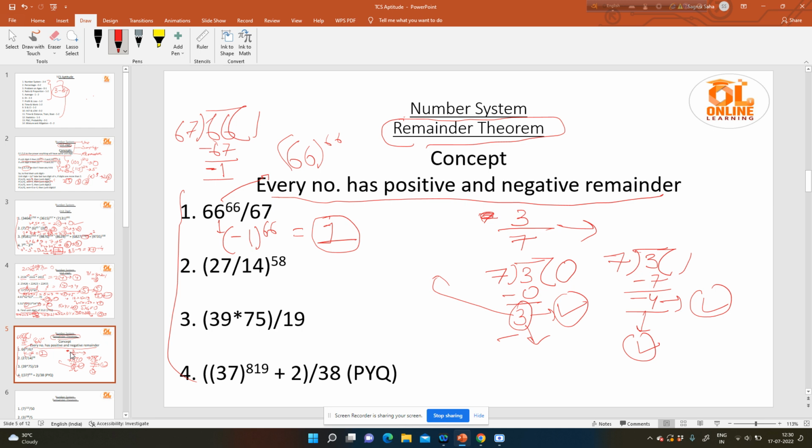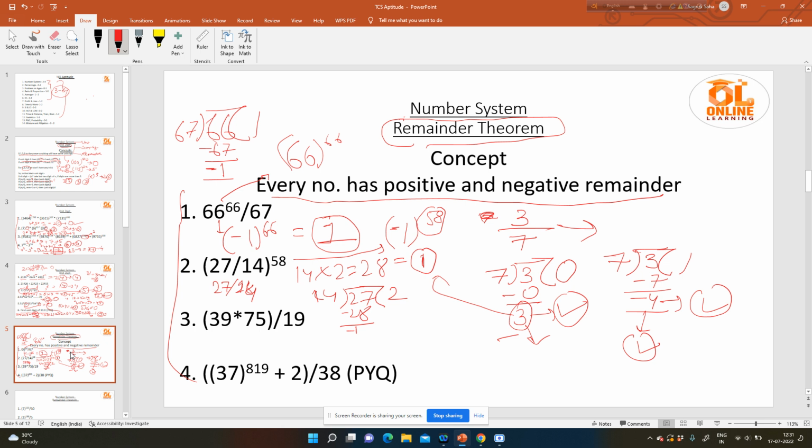Now it is 27 by 14. We know 14 into 2 is 28. So if we do 14 by 27, and put 2 here, 28, again we will be getting remainder as minus 1. So we can easily do from here minus 1 to the power 58. Minus 1 to the power any even number is 1, so we will be having 1 here.